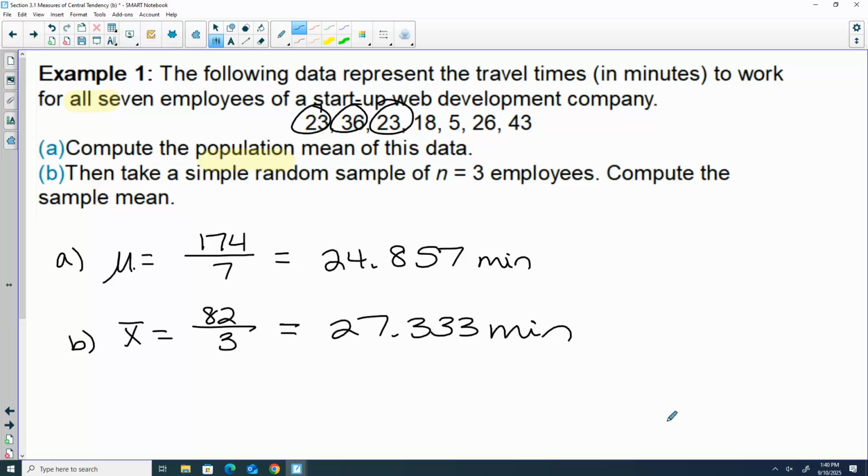All right. So will my sample mean always match my population mean? No. In fact, very rarely will it. But it can.